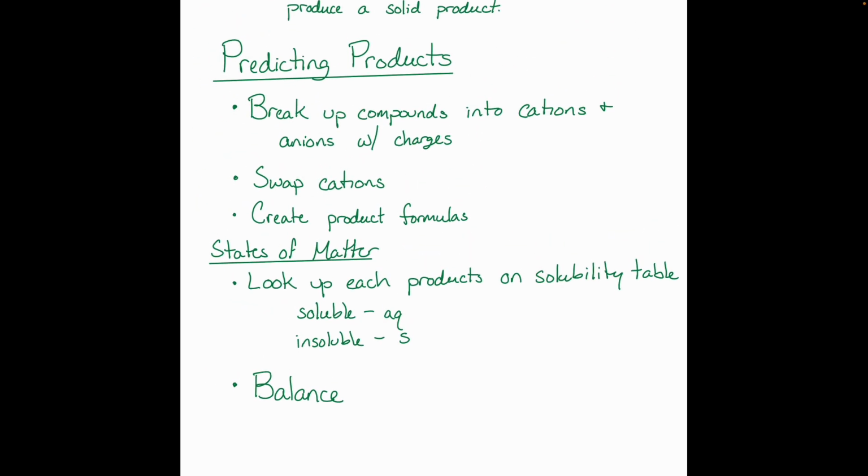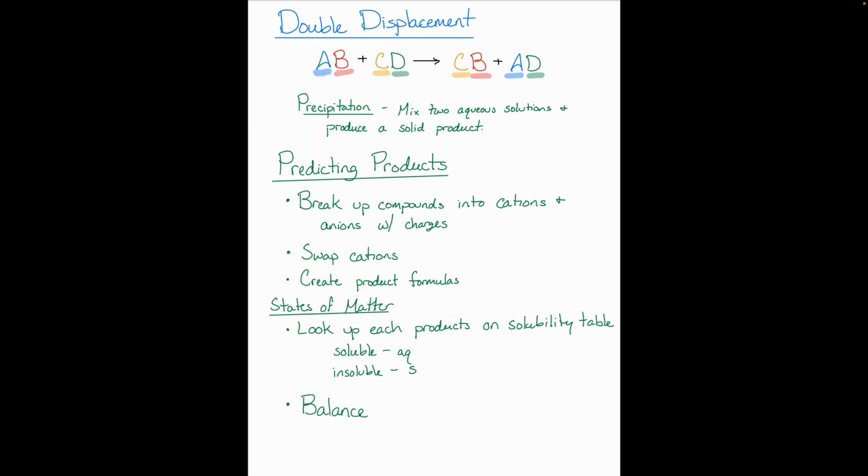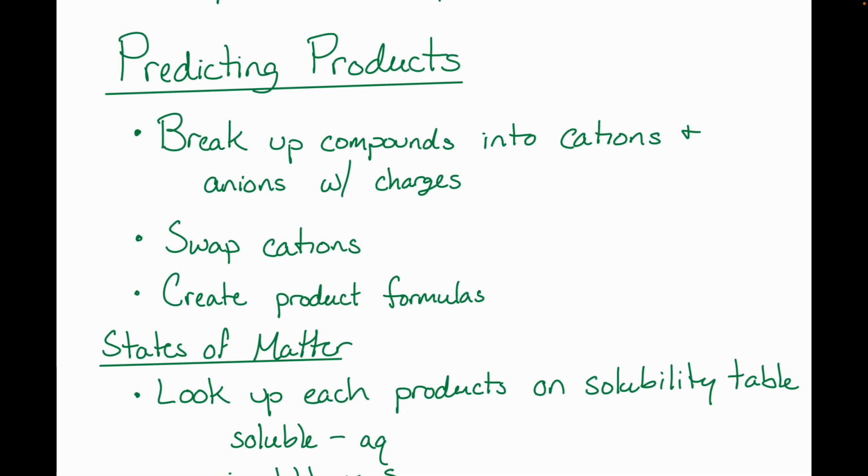Okay, so with these double displacement reactions, we have the ability to predict the products following this pattern that we laid out at the beginning. When we're putting these formulas together for our products, it's all about the charges. So step 1 is to break up those reactants into their cations and anions with those charges written down so you can see.